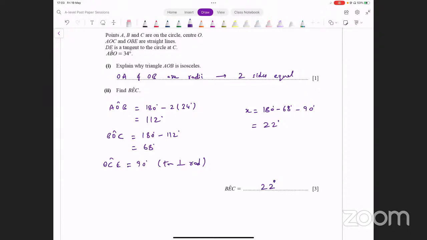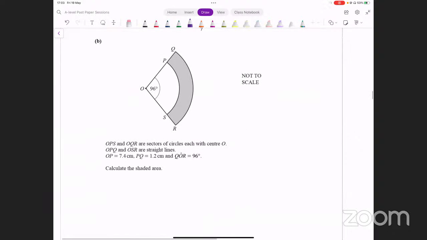All right, let's move on. Part B. It says OPS and OQR are sectors of circles, each with center O. OPQ and OSR are straight lines. We can see that in the diagram. OP length is 7.4. PQ is 1.2, and the angle QOR is 96 degrees. We need to calculate the shaded area.